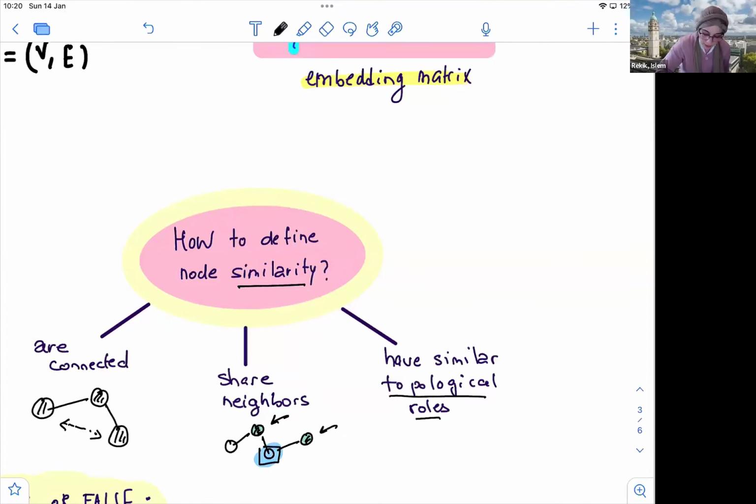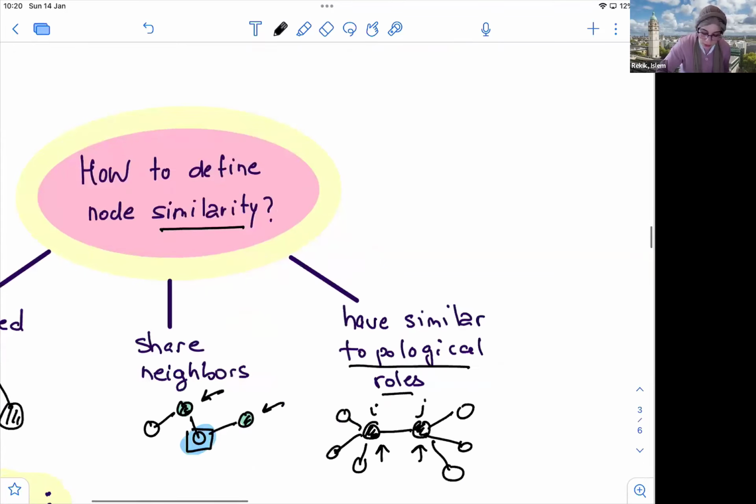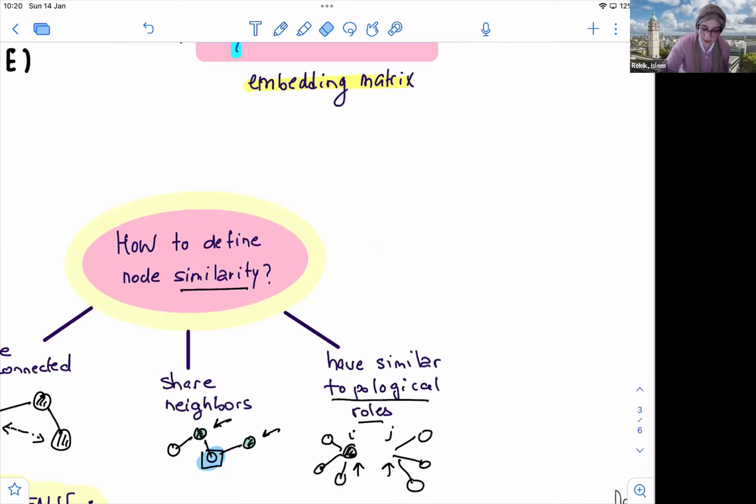Another way is looking at topological roles. For example, we have a node right here, and these are my two nodes, i and j. We can say that these two nodes are very similar because they have an important topological role. They're both central. If I remove this node, I'm going to break the graph completely. If I remove this node, I'm also going to break the graph into two parts or two modules. So these nodes are vital, and you can consider them as central nodes. Because their centrality measures are very similar, for example could be 0.8 for each, the centrality of i is equal to the centrality of j.